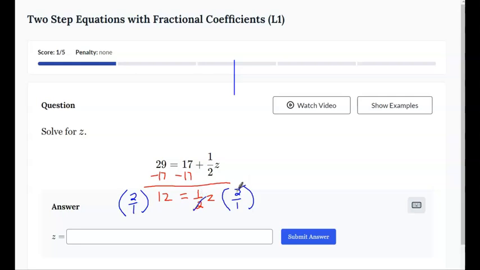So divide by 2 and times by 2 cancel out, and multiply by 1 and divide by 1 cancel out, leaving us with an isolated variable. And now we have our answer, 24.